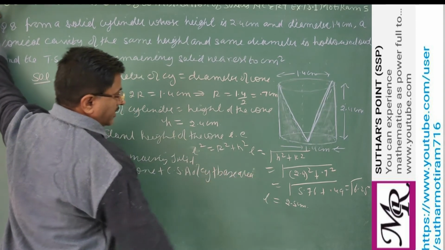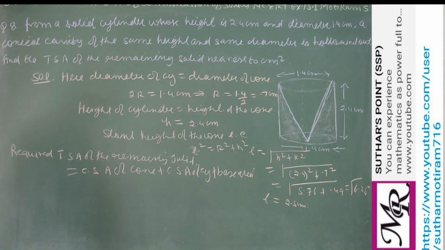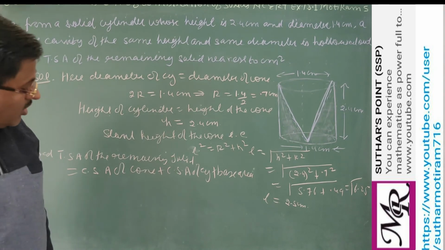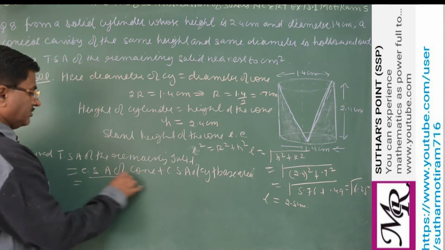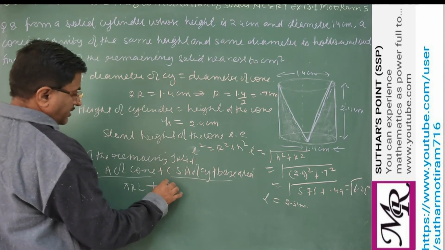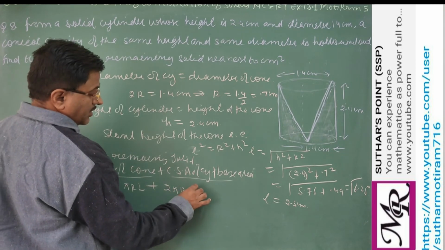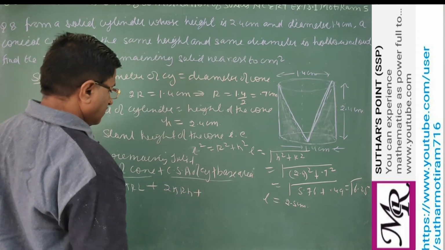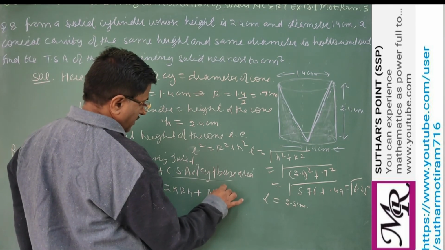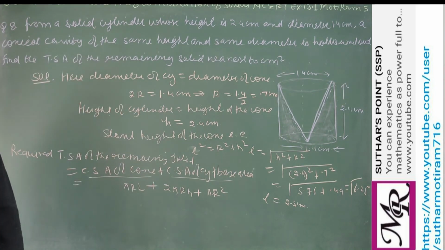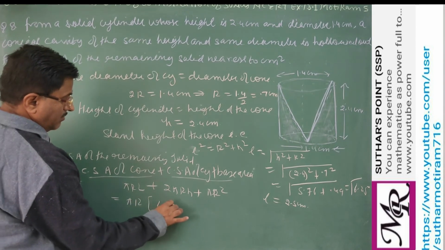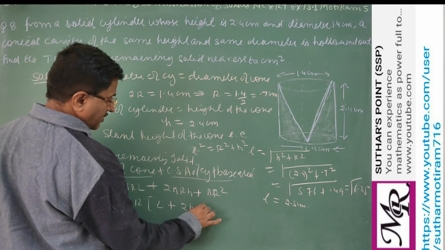Base area of any, either you can say cylinder or cone, because both have the same base. Clear? So all three you have to add: curved surface area of the cone, pi r l; curved surface area of the cylinder, 2 pi r h; and base area, that is pi r square. So you can take pi r common in all. So r, l plus 2h plus r.